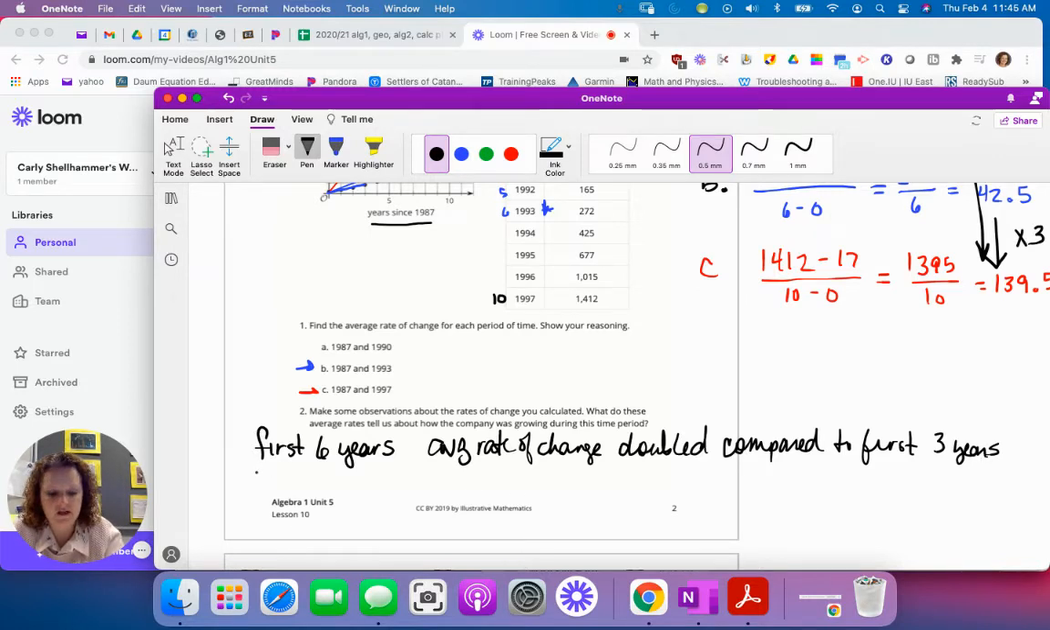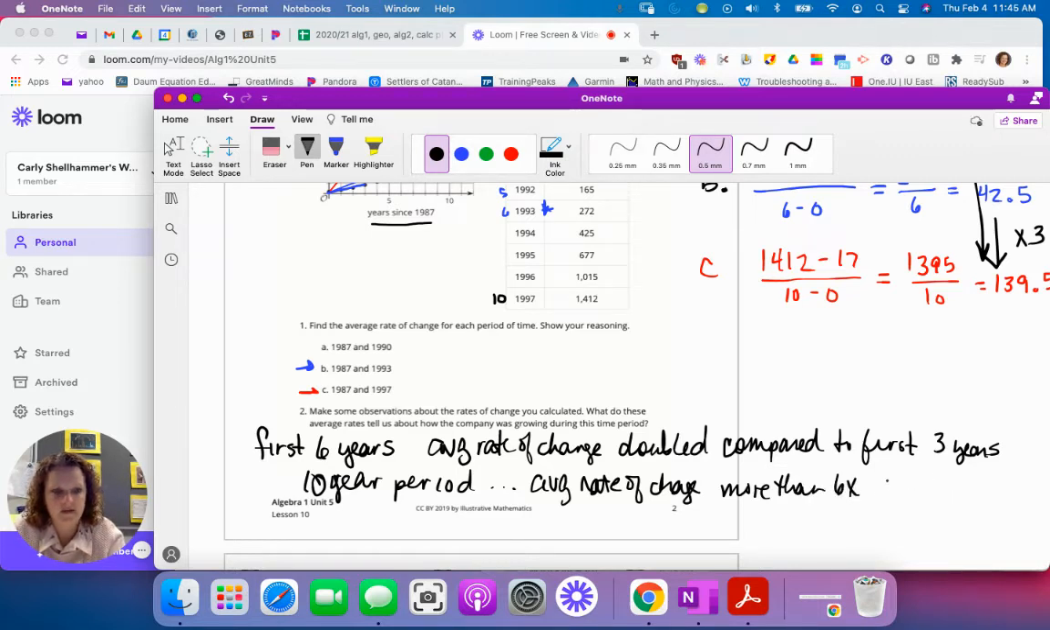And then the average rate of change for the 10-year period is more than 6 times the first 3 years. Basically, what we're gleaning here is the average rate of change has not been consistent. This is not a linear function. The average rate of change would only be consistent if it were a linear function because the slope of the line would not change, but this is exponential. So for exponential functions, the average rate of change increases if you're growing.